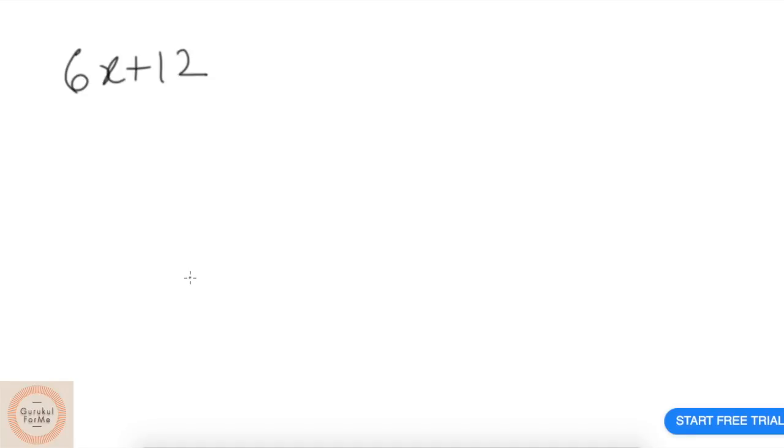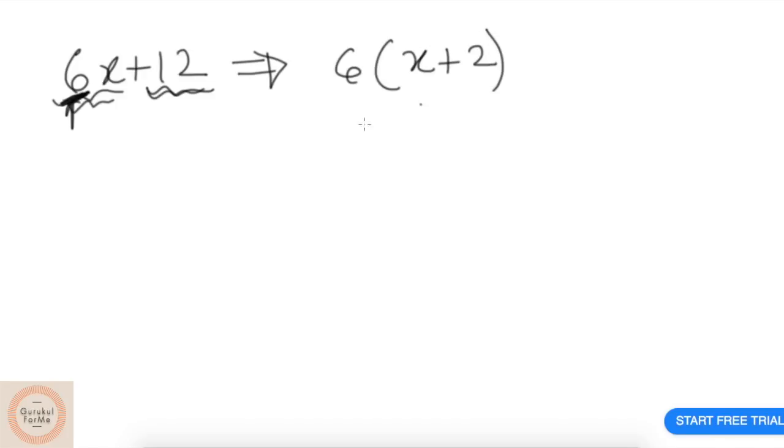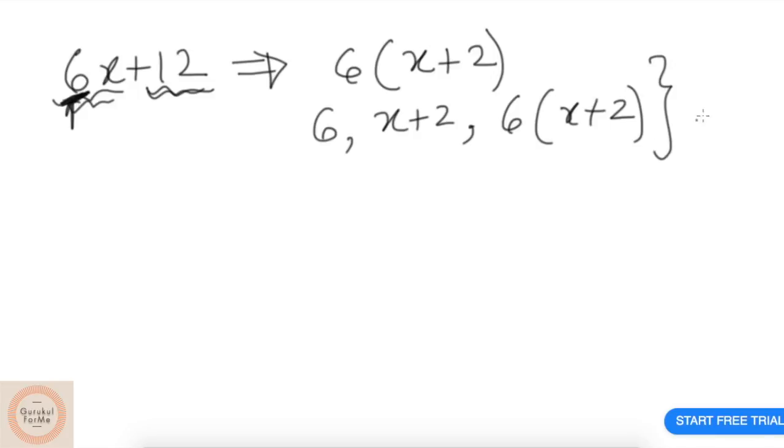Now imagine if this is an algebraic expression 6x plus 12. Now technically this should be called as a binomial. Why? Because this is one term and this is another term. How do you find the factors of this? The best way to do it is whatever is common here in this term and this term, there is no x here. So naturally whatever you can pull out is 6 into x plus 2. Can I say that 6 is a factor? x plus 2 is a factor, and can I say that 6 into x plus 2 is a factor? The answer is yes. So how many factors did we find? 3.